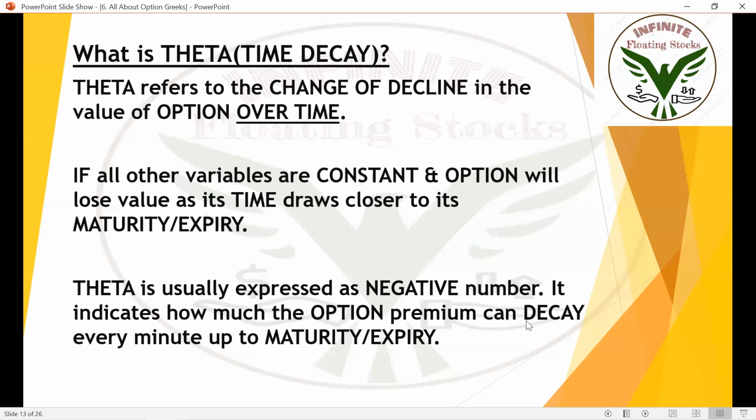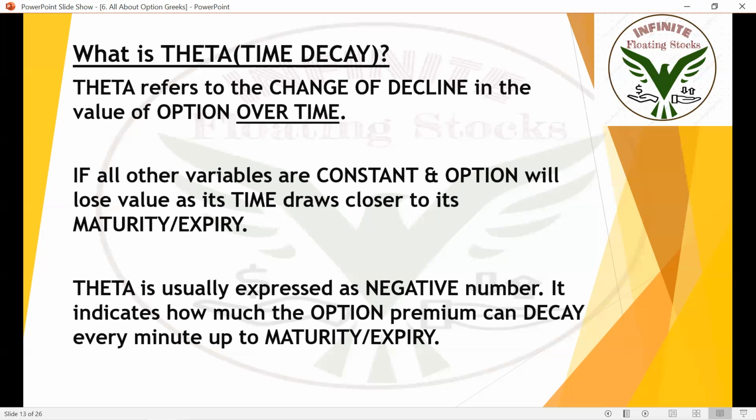It indicates how much the option premium can decay every minute up to maturity or expiry. I repeat, theta is usually expressed as a negative number. The value of a Fortuner car is 25 lakh today. It will definitely come down to 23 next year, and to 21 in 2024. It will come down to 17 or 16 lakh in 2025 or 27. That's how the value of the Fortuner will decrease. In a similar way, the value of the premiums will also decrease when they're coming closer to expiry.